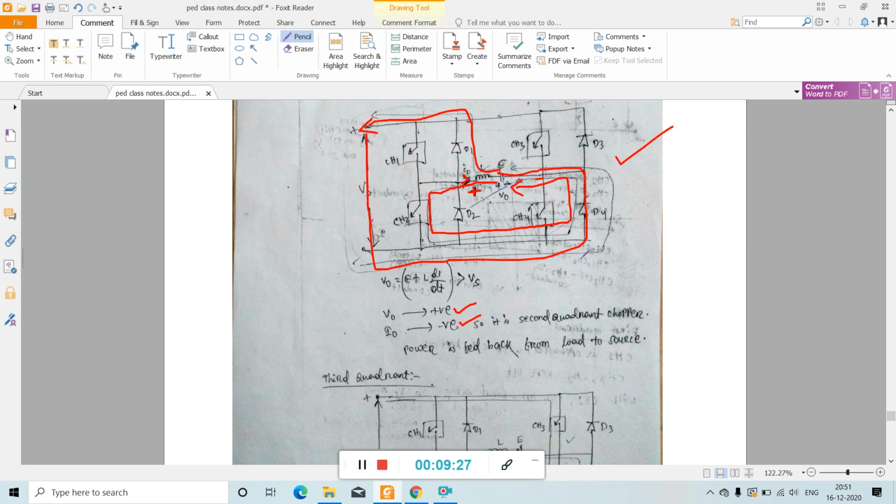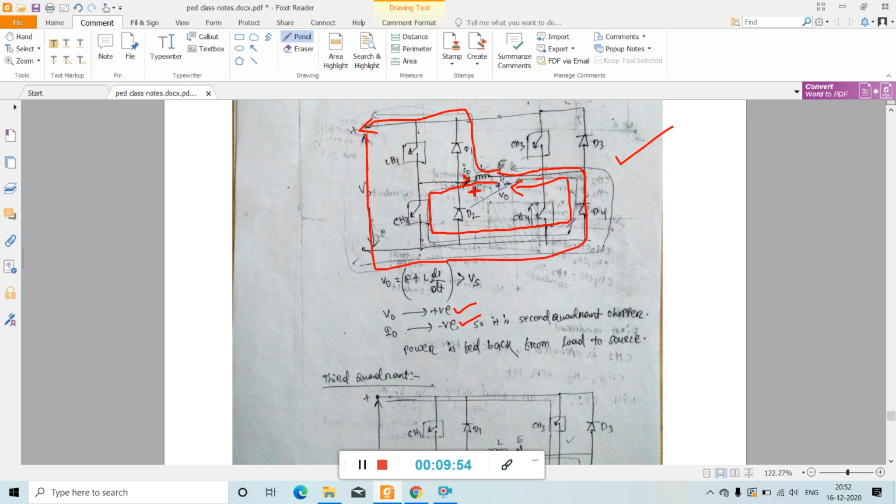And note that in the second quadrant, the configuration operates as a step-up chopper. Why is it called a step-up chopper? Because here power is fed from load to source. That means the load side voltage, that is E plus L di/dt, is greater than the source voltage. That's why it also operates as a step-up chopper.